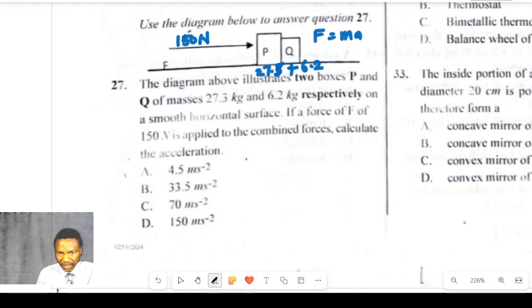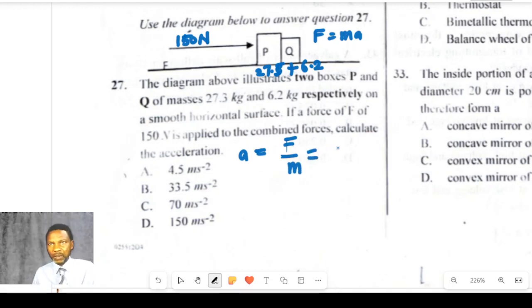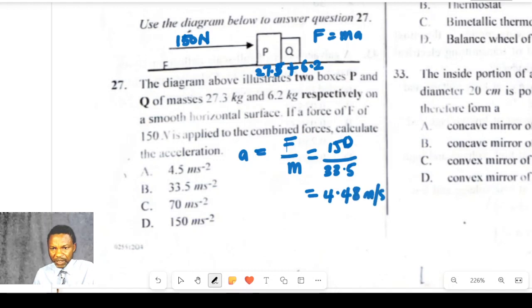To get the acceleration, a is equal to F over m. So that is going to be 150 divided by 33.5. That will give us 4.48 meters per second squared. So that is approximately this, so you approximate this.